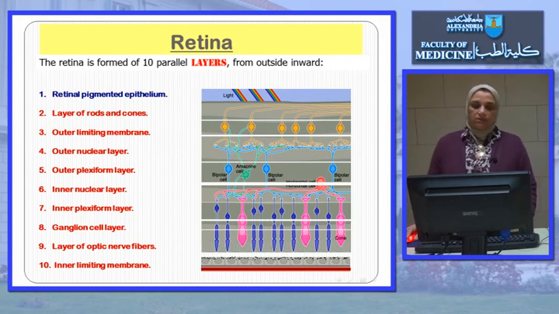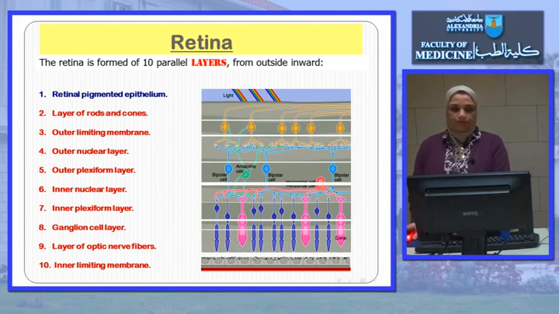Notice that the light goes from the inside of the eye through the cornea, anterior and posterior chamber, lens, vitreous, and will go here. This is the pathway of light, entering from inner to outer, while you can see that the propagation of impulses will go in the opposite direction till it goes outside through the optic nerve fibers. Let's start layer by layer.